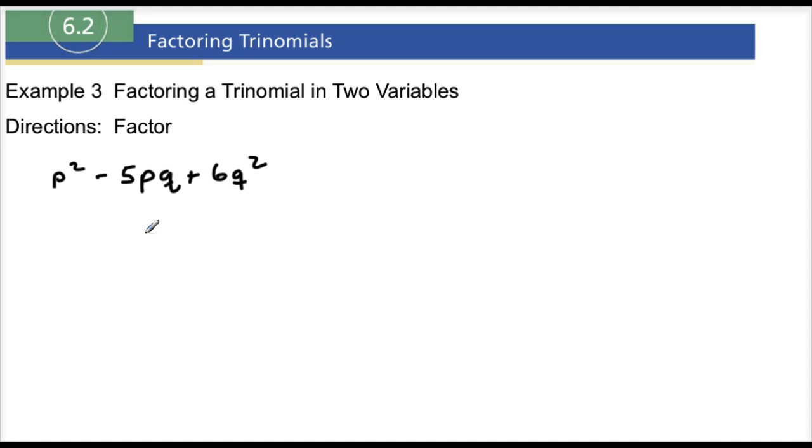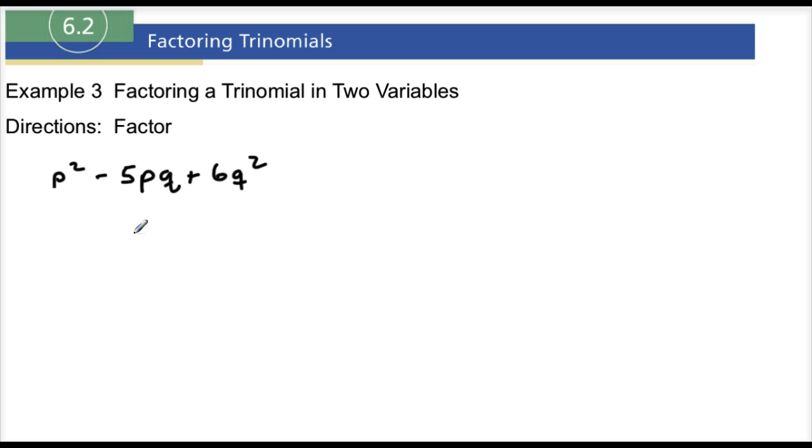Let's go ahead and factor this trinomial. And this one's slightly different than the ones we've been doing from the first few examples, in that now we have two different variables. Okay, so I have p squared minus 5pq plus 6q squared.